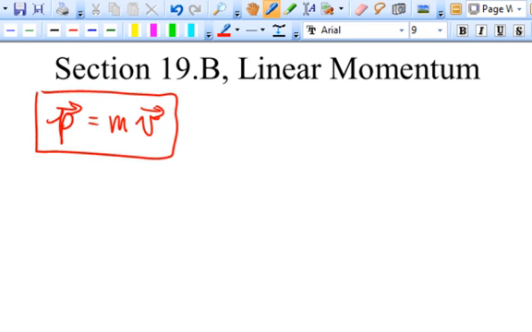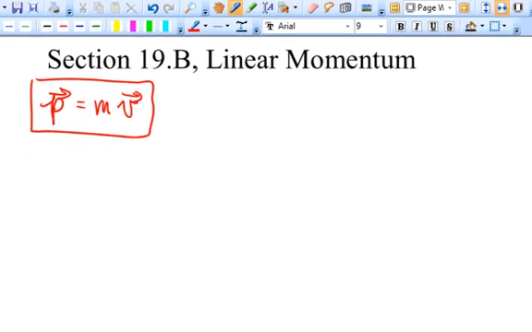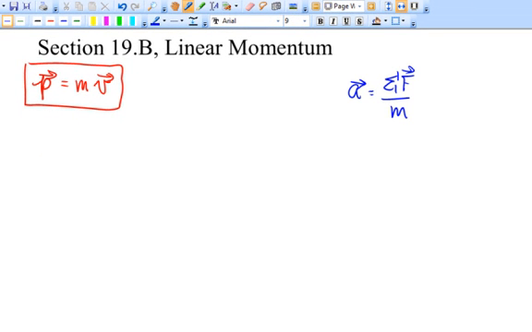Another reason we're interested in linear momentum is because when Newton wrote his second law of motion originally, he wrote it in terms of linear momentum. So let's think about what Newton's second law says. Acceleration is equal to net force divided by mass. But we also have a definition for acceleration. Acceleration is equal to the change in velocity divided by a time interval, delta v over delta t.